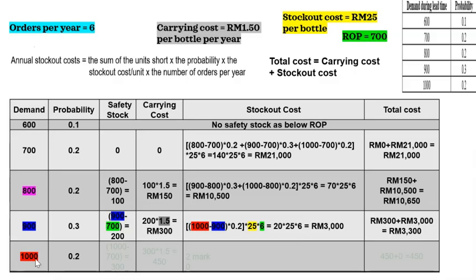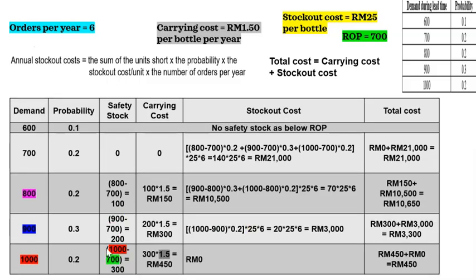Now the last part is the 1000 demand, in which 1000 minus the ROP 700, so we get 300. Calculate the carrying cost, 300 times 150, so it's RM 450. For the stock out, we have 0 because there's no data above 1000, so it's going to be 0 here. So the only cost involved here is just the carrying cost, 450 plus 0 is 450.